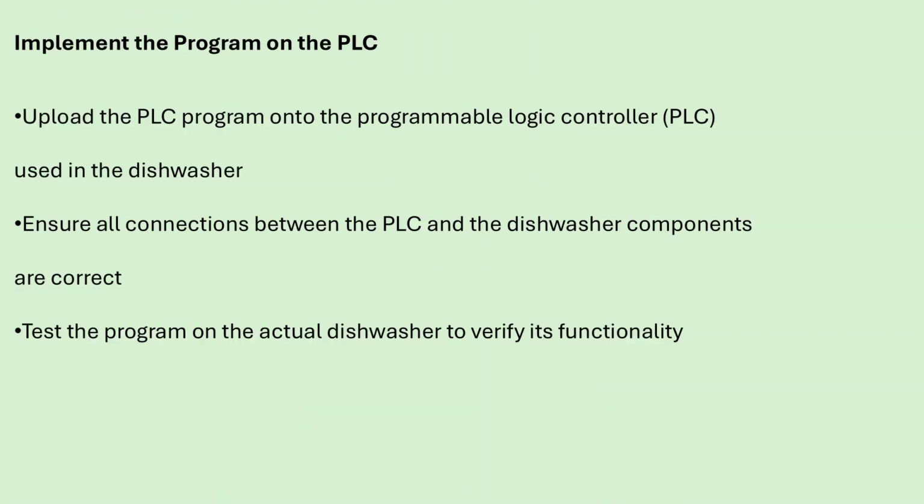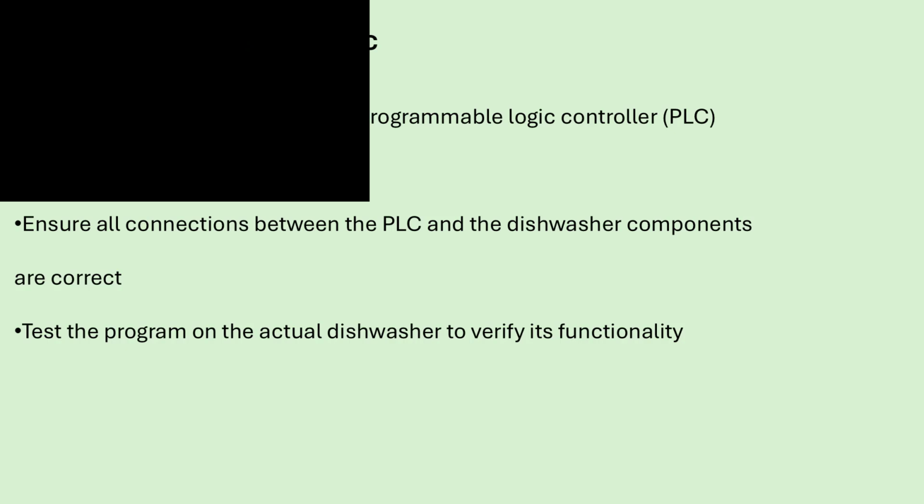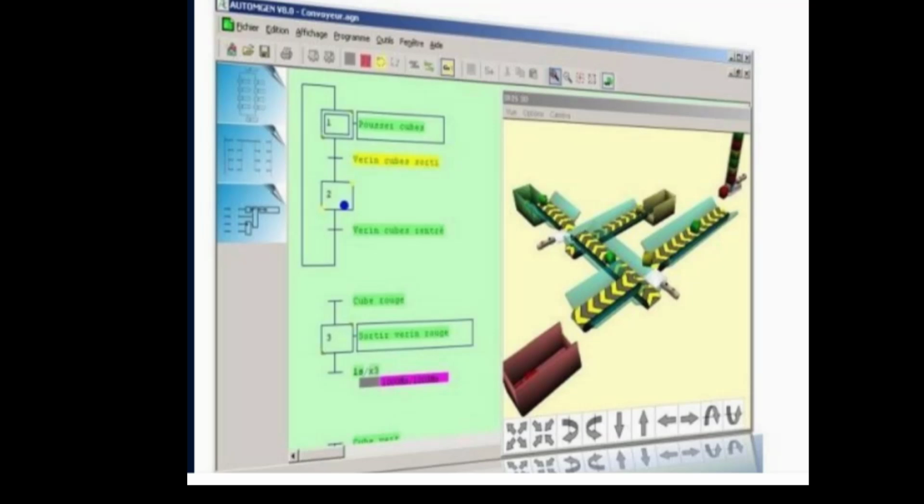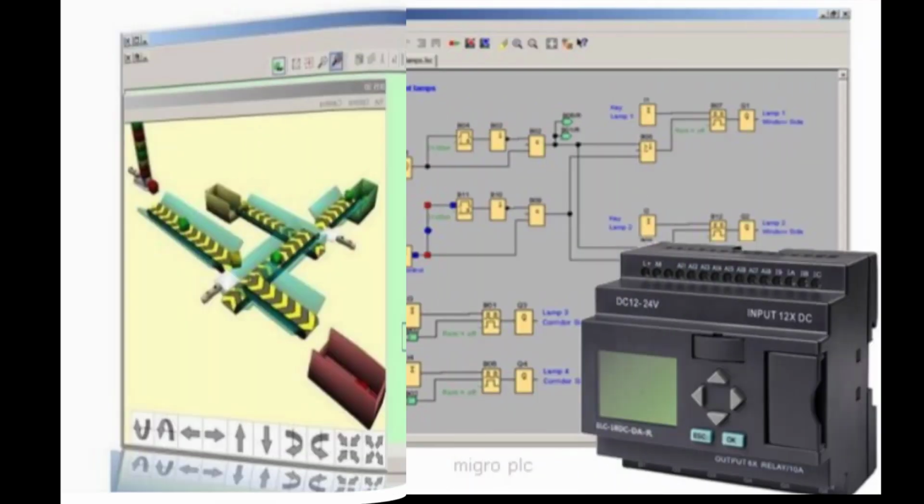Implement the program on the PLC. Upload the program. Once the program is tested, upload it to the physical PLC connected to the dishwasher. Ensure that you follow proper procedures for downloading the program into the PLC to avoid any disruption.